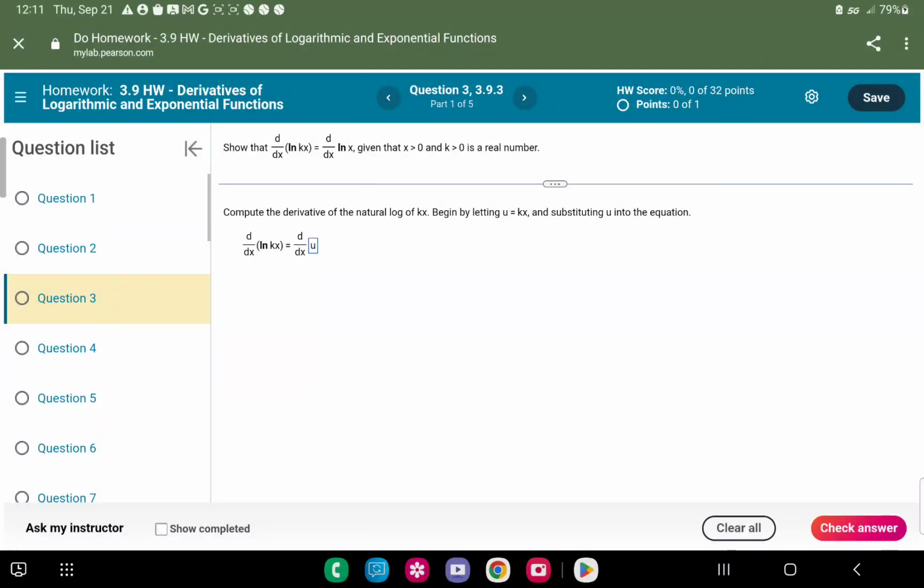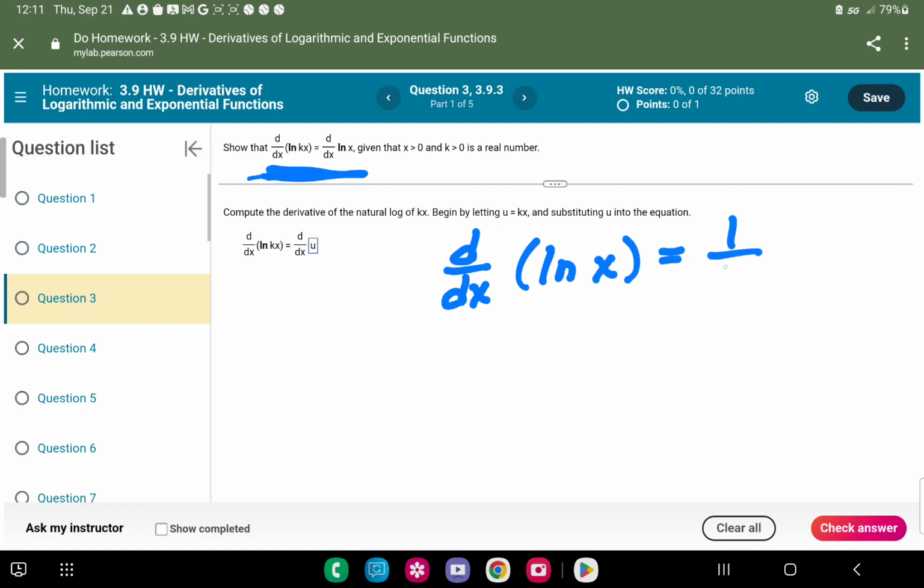We want to show that these two are equal to each other. Looks like we're using a natural logarithm here, so remember under our derivative rules that d over dx of the natural log of x is equal to 1 over x. We're also going to denote that k is a positive real number and x is a positive real number. This is kind of a setup problem.